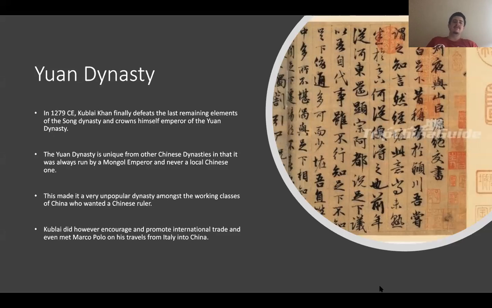Now, obviously, this made it very unpopular amongst the working classes of China, who, like anybody else, wanted a ruler from their home country. And the Mongol Yuan dynasty didn't do it. However, Kublai did encourage and promote international trade as part of the Yuan dynasty, and he even met Marco Polo on his travels from Italy to China. And I'll have you guys read a Marco Polo biography as well.